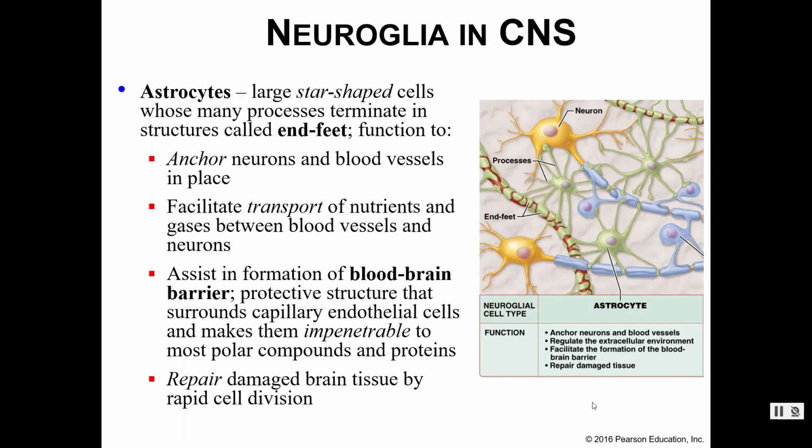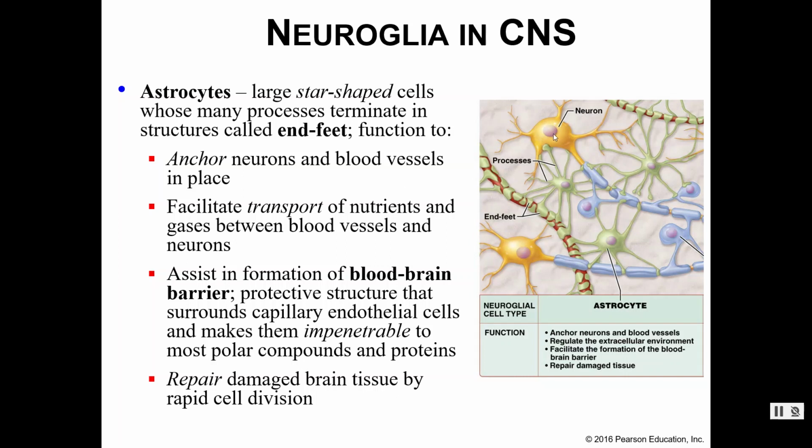So astrocytes. Okay, these are star-shaped cells. They have many processes, which kind of makes them look like stars. These processes extend into these end feet, which is kind of hard to say. They terminate in end feet. Okay. Here's what they look like. That's easier. They have these little feet, y'all. Look, and these little feet, they're very grabby. Okay, these little feet are responsible for helping anchor neurons and blood vessels in place.